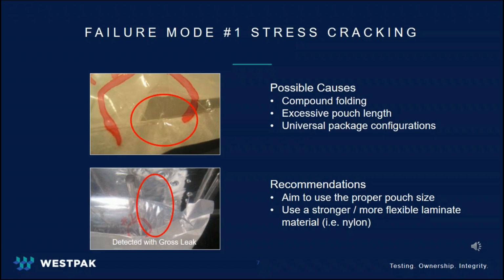The first failure mode is one of the most common. It is called stress cracking and sometimes more commonly known as flux cracking. The top photo shows an example of stress cracking. The bottom photo is how the failure appears during gross leak testing.